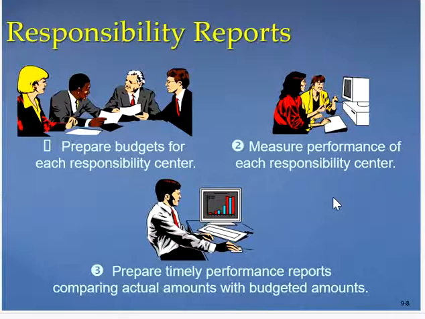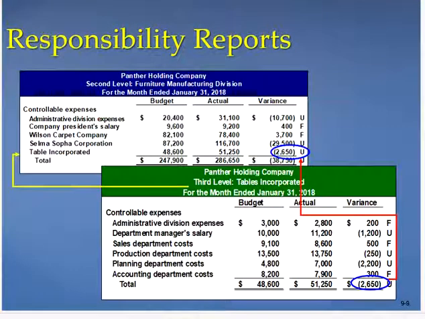And then we compare them with budgeted and actual, right? So preparing timely performance reports, and then you can compare the actual amount with the budgeted amount. So this is an example of a responsibility report. It is given on page number 406, exhibit 9.2, about a Panther holding company, right?